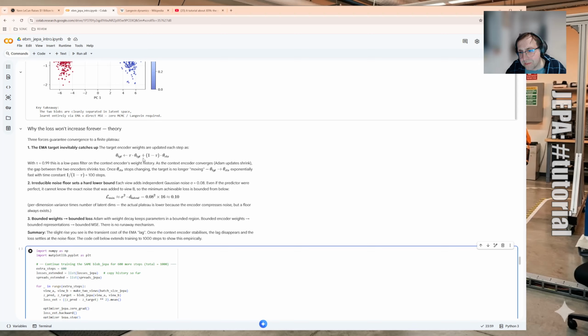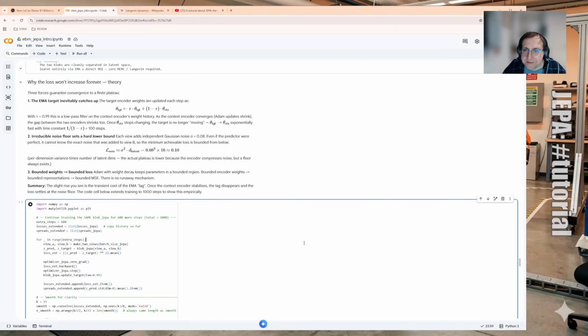The second reason is the noise floor. Each view adds independent Gaussian noise of 0.08, and there is no predictor that can overcome this uncertainty. So there should always be a hard lower bound on the achievable loss. The third reason is bounded weights. Adam keeps parameters in a bounded region. Bounded weights means bounded representations, which means a bounded mean square error. So there shouldn't be any runaway mechanism.